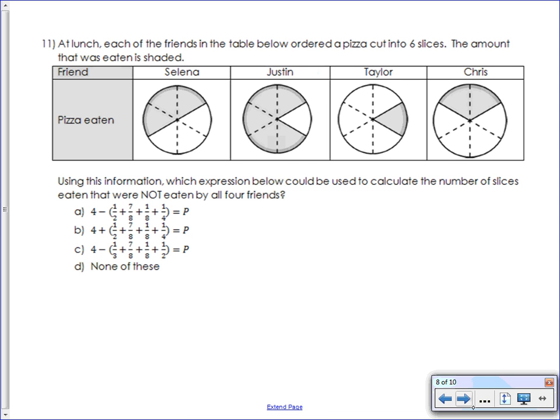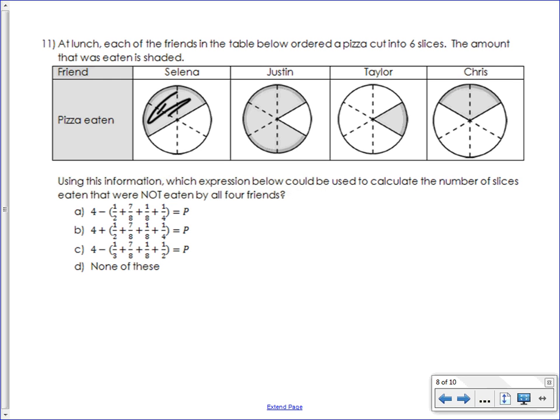At lunch, each of the friends in the table below ordered a pizza cut into 6 slices. The amount that was eaten is shaded. Using this information, what expression below could be used to calculate the number of slices that were not eaten by all 4 friends? Okay, so they started out with 4 wholes. Then they subtracted out half that Selena had eaten. That's right. Then they subtracted out what Justin had eaten, and that's right, plus what Taylor had eaten, plus what Chris had eaten.